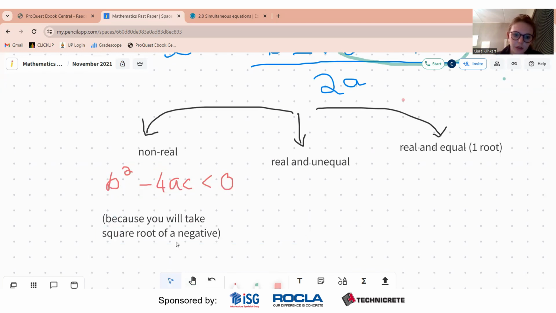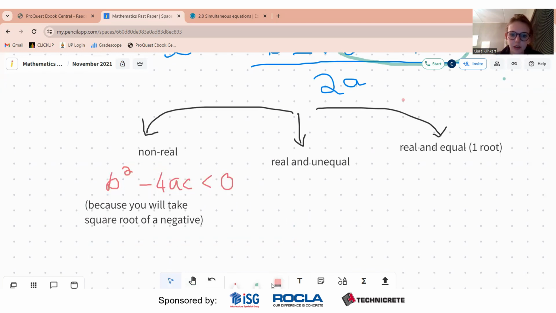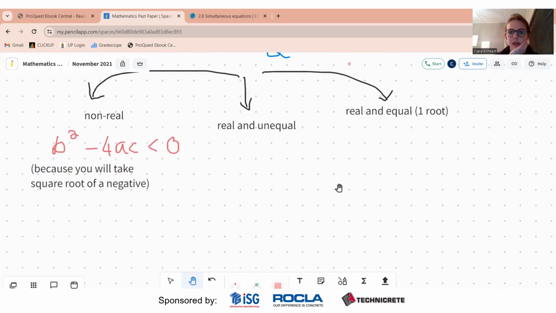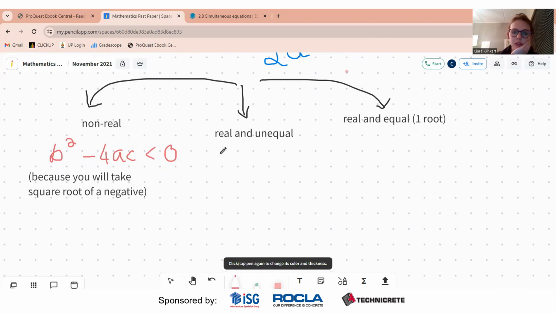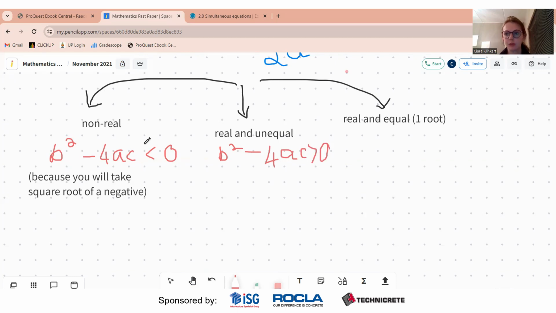Okay, so then the next one is if we have real and unequal roots. In this case, to have real roots, we will need to have this greater than 0. So the opposite really of non-real roots. As long as the bit underneath the square root is positive, we will have real roots. Okay, that is what you need to remember.